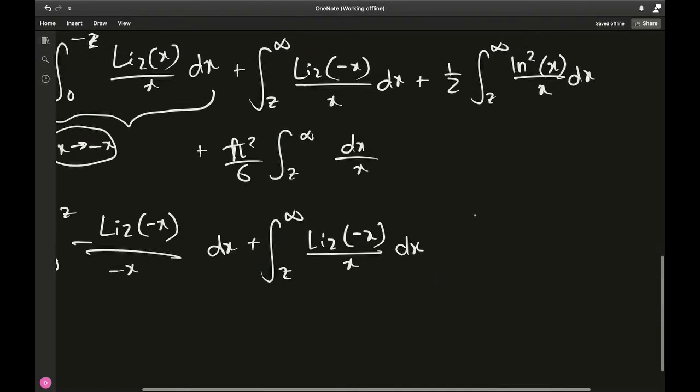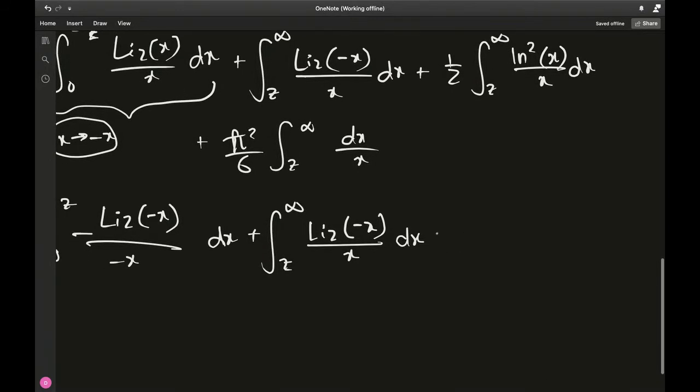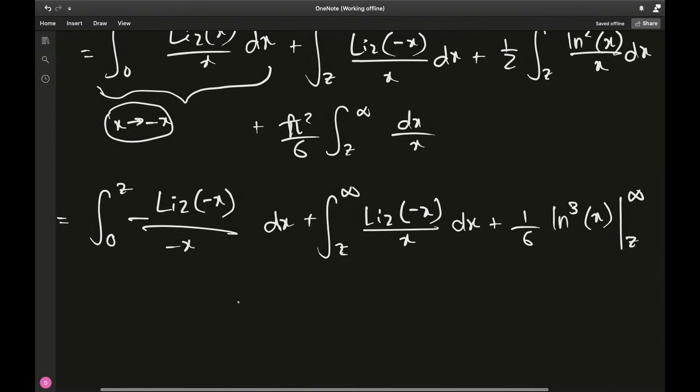And we have, well, the antiderivative of this guy can be calculated. It's basically like a u squared du situation where u is natural log of x. It will be 1 over 2 times 1 over 3, which is 1 over 6 natural log cubed of x evaluated from z to infinity, plus we have pi squared over 6 times natural log of x evaluated from z to infinity.